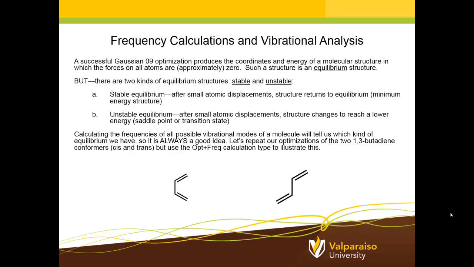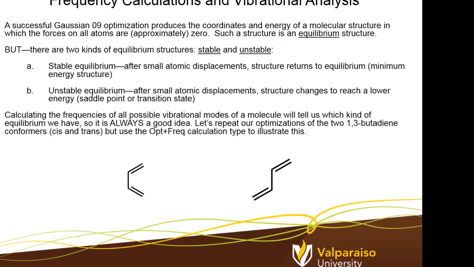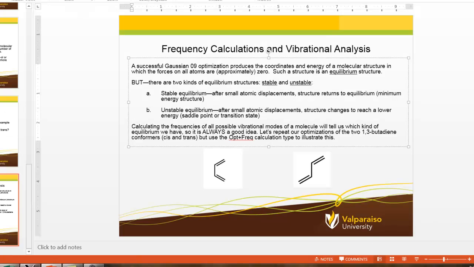Calculating the frequencies of all possible vibrational modes of a molecule will tell us which kind of equilibrium that we have. So it's always a good idea to not just do a geometry optimization, but to also follow up that optimization by doing a frequency calculation. So let's illustrate this by repeating our optimizations of the two 1,3-butadiene conformers. But now we're going to use the Opt+Freq calculation type, because it'll do both an optimization and a frequency calculation all in one calculation.